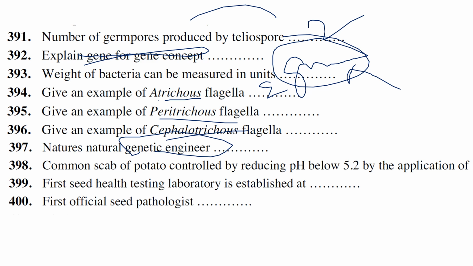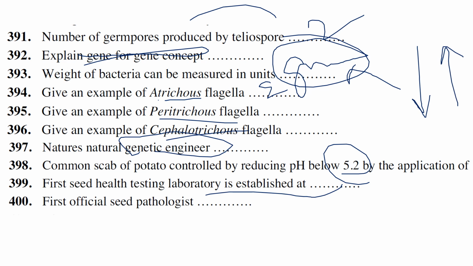The next one: common scab of potato can be controlled by reducing pH to 5.2 by the application of... For reducing the soil pH, we can apply zinc sulfate, ZnSO4, at the rate of 900 kilograms to reduce the soil pH. If you want to increase the soil pH, we can apply lime at the rate of 2.5 tons per hectare. The first seed health testing laboratory was established at Copenhagen, Denmark, the capital of Denmark. The first official seed pathologist was Louis Dyer, probably in 1938.